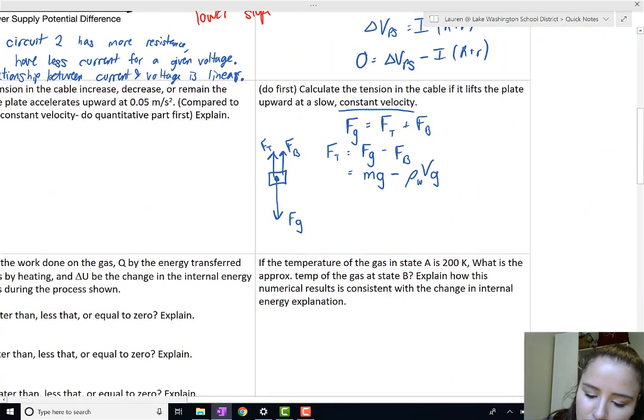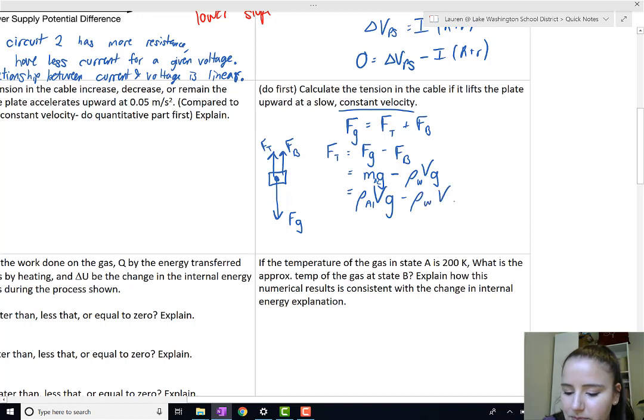So I'm putting it in here as if we were calculating an equation. Important thing to note though, since this is the mass of aluminum, it'll be the density of aluminum times the volume of the plate, minus the density of water, volume of the plate times g. So basically, we have the volume of the plate times gravity times the difference in those two densities. Okay, let's go ahead and plug in numbers then.